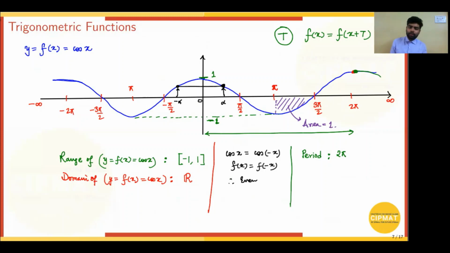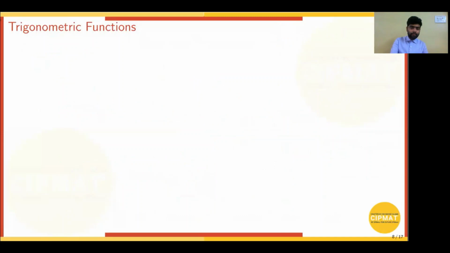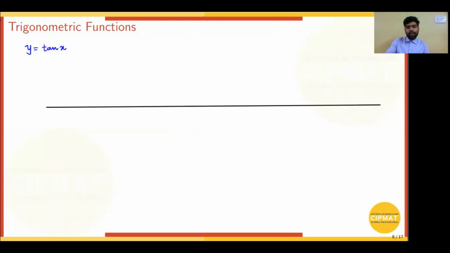Now let's come to the graph of y equals tan x. Now tan x is a different kind of ballgame altogether. It's not a sinusoidal function. It's not a wave-like structure. So let's understand the graph of y equals tan x. How does the graph of y equals tan x look like? Let's say that this again is my x-axis, and this is my y-axis.